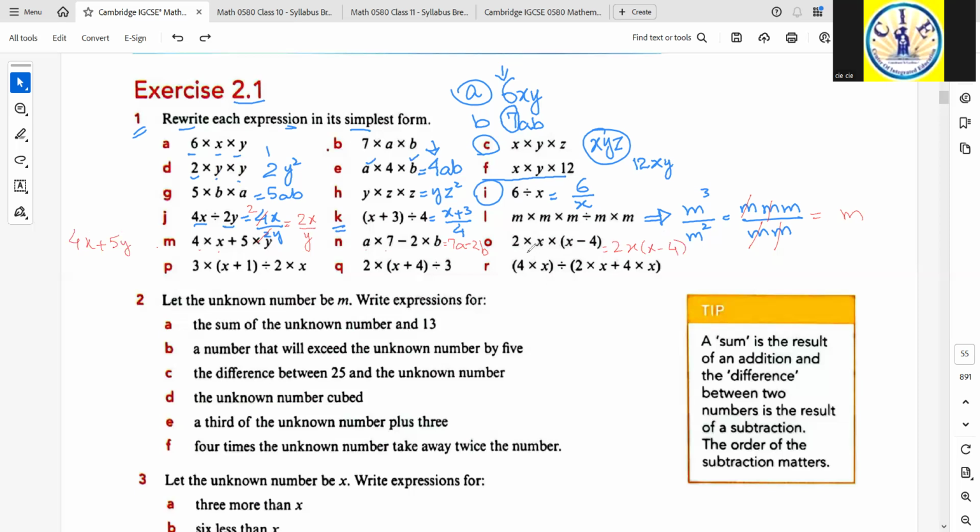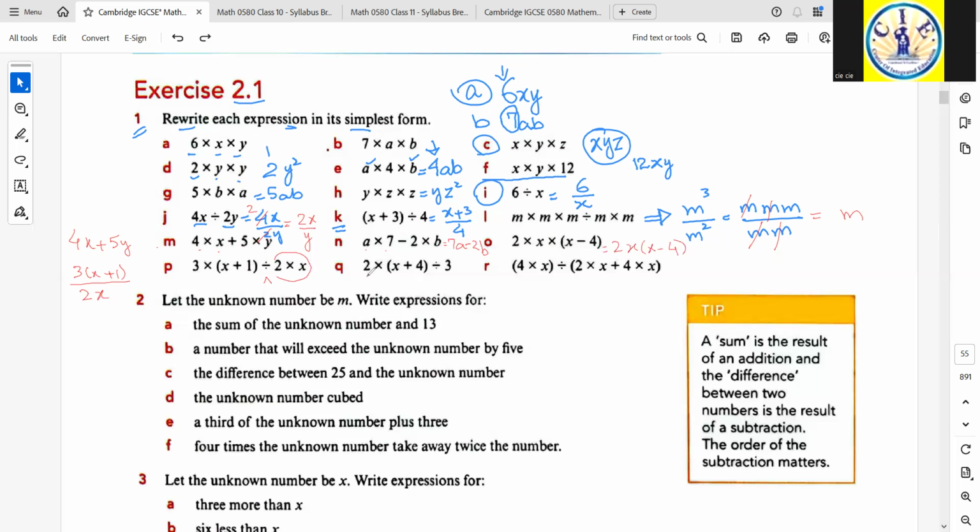So we just need to get rid of this multiplication symbol from this expression. Okay, for part P now, 3 times x plus 1. That would be 3x plus 1, and then divided by 2 times x. So this whole expression is being divided by 2x. So that was part P.